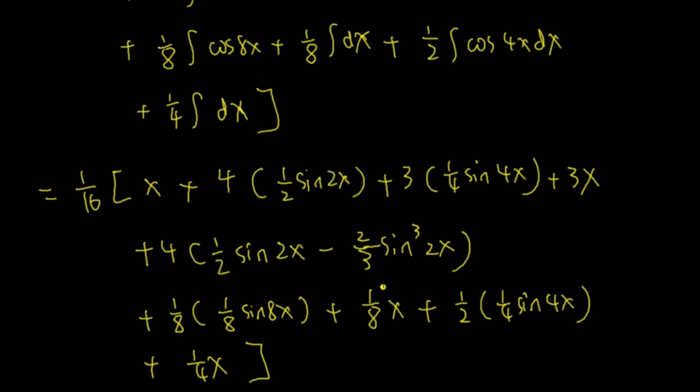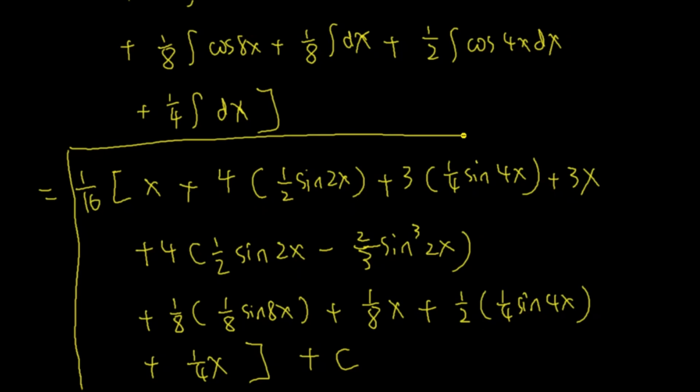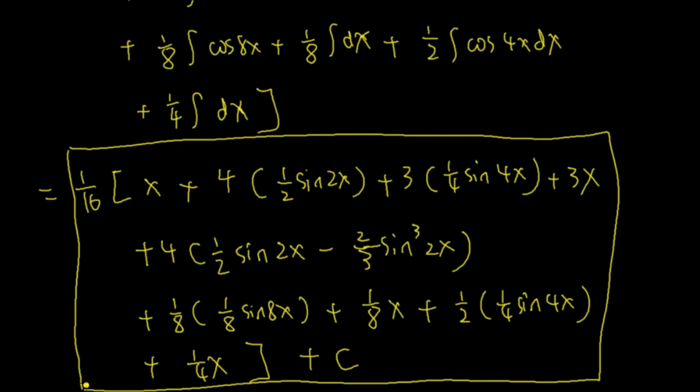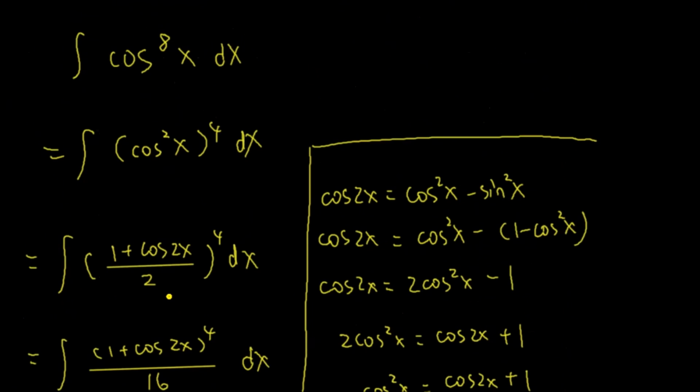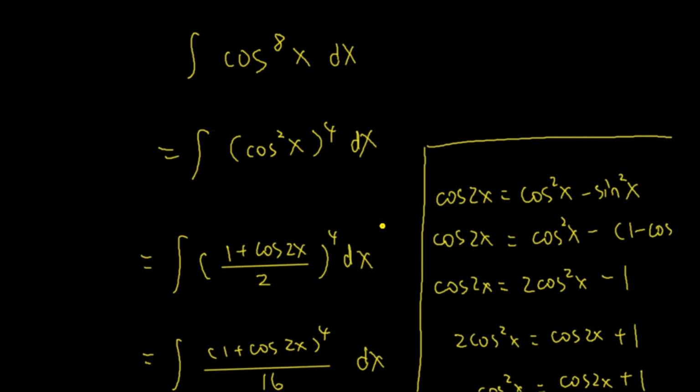Okay, so the rest you can distribute 1 over 16 to each term and then cancel out the constants, then you will get the final answer. But for now, I will leave it here. So I will press C because I'm finished. So that is the integral of cosine to the power of a x dx.